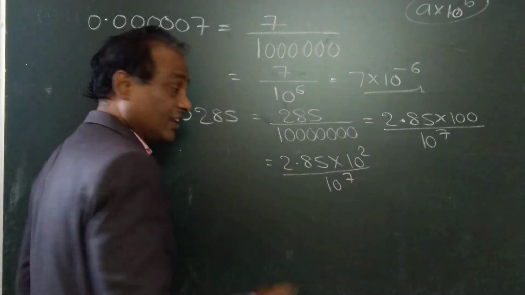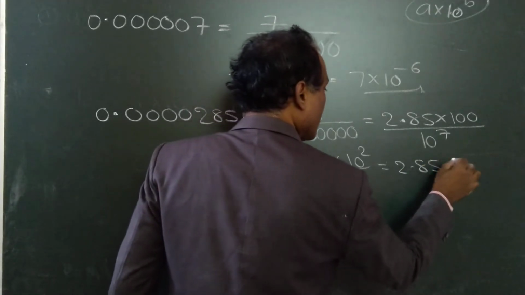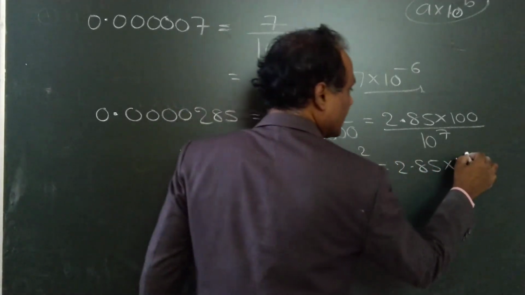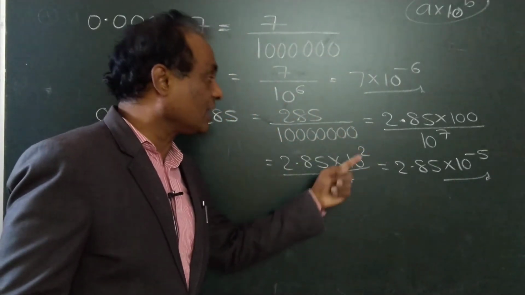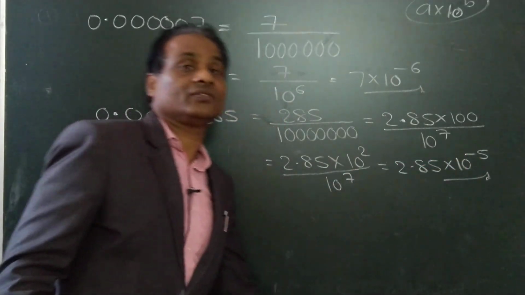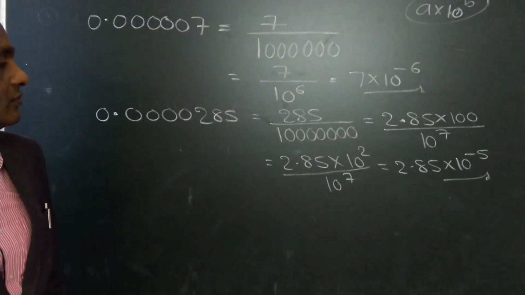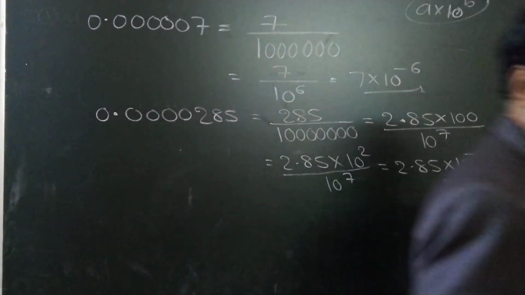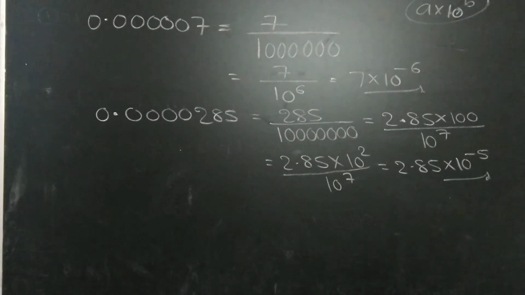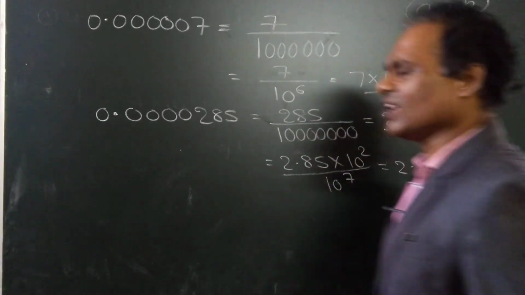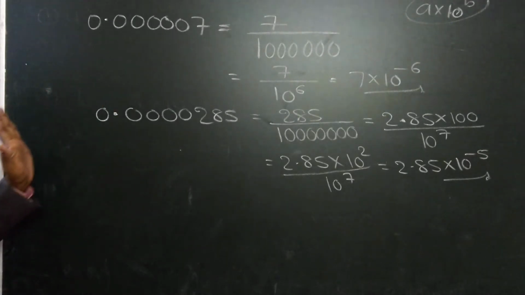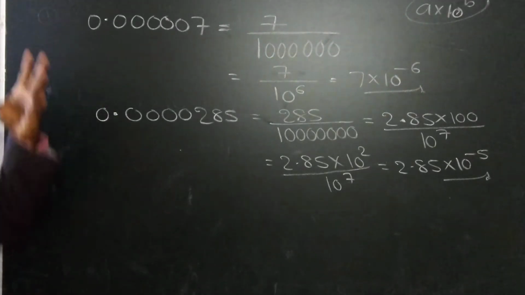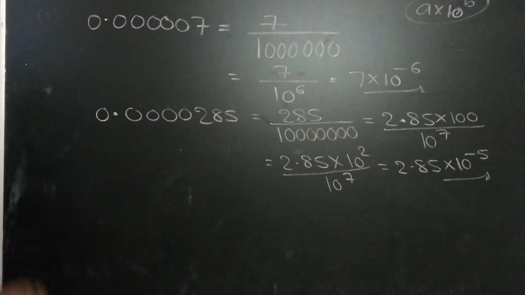Bases are same, powers are subtracted. So 2.85 into 10 to the power of 2 minus 7, which is minus 5. A power m by a power n is a power m minus n. 2 minus 7 is minus 5. Students, following or not? Because this is a difficult model actually, you may get some confusion. Decimal problems, wherever you get them, even in higher studies, there is confusion about the decimal problems. So that's why I am solving so many examples so that you should understand.